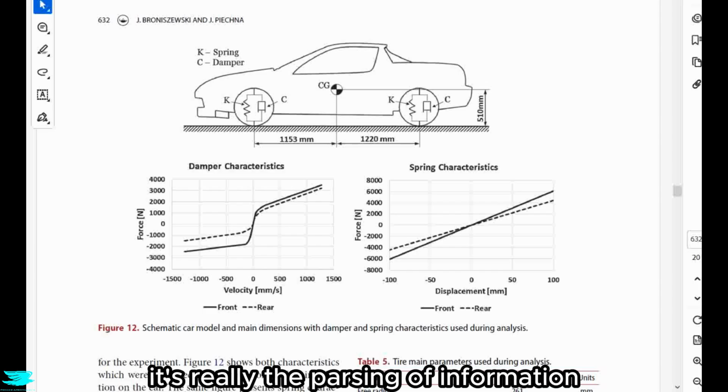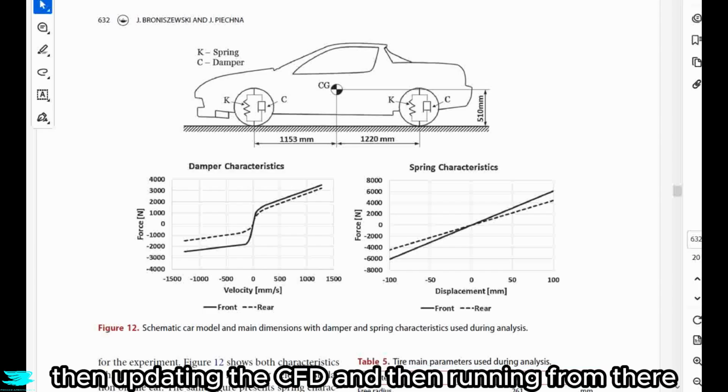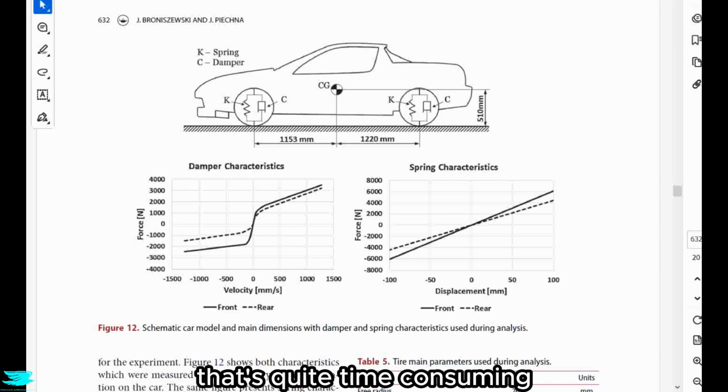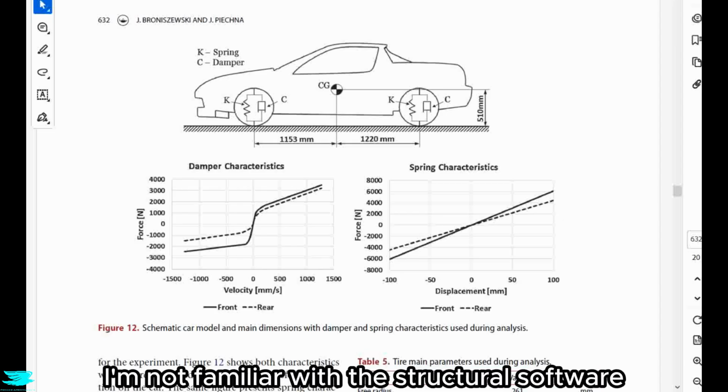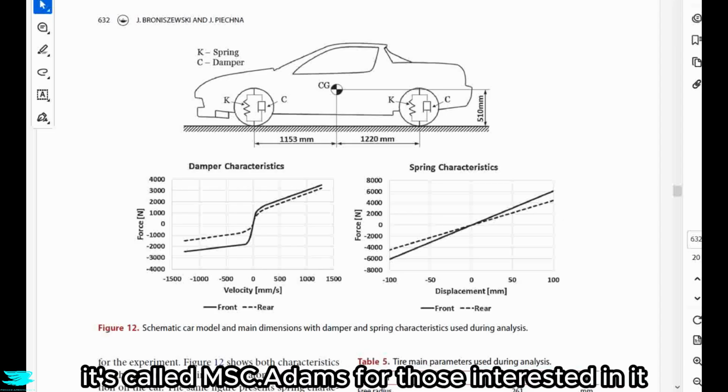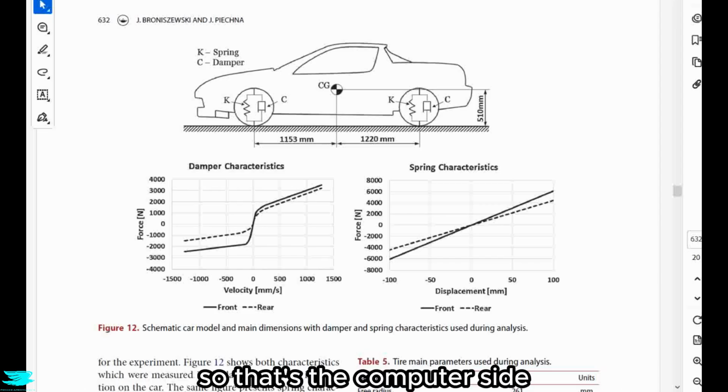So adding the structural side doesn't add too much time to the overall simulation time. It's really the passing of information, then updating the CFD, and then running from there. That's quite time consuming. And as I said, I'm not familiar with this structural software. It's called MSC Adams for those interested in it. So that's the computer side.